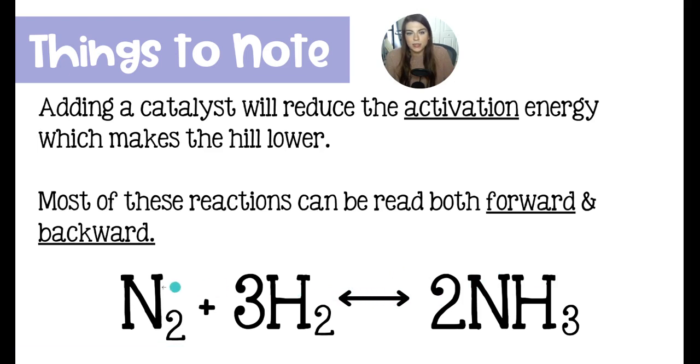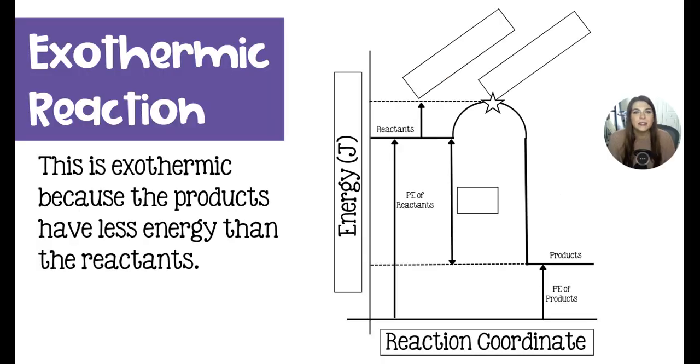So when we talk about this, we would say that the forward reaction is read from left to right, the same way you're used to reading reactions. And then the reverse reaction is read from right to left, like reading backwards. Now we're ready to get into the specifics of potential energy diagrams. And right here we have an exothermic reaction, meaning that heat is exiting.